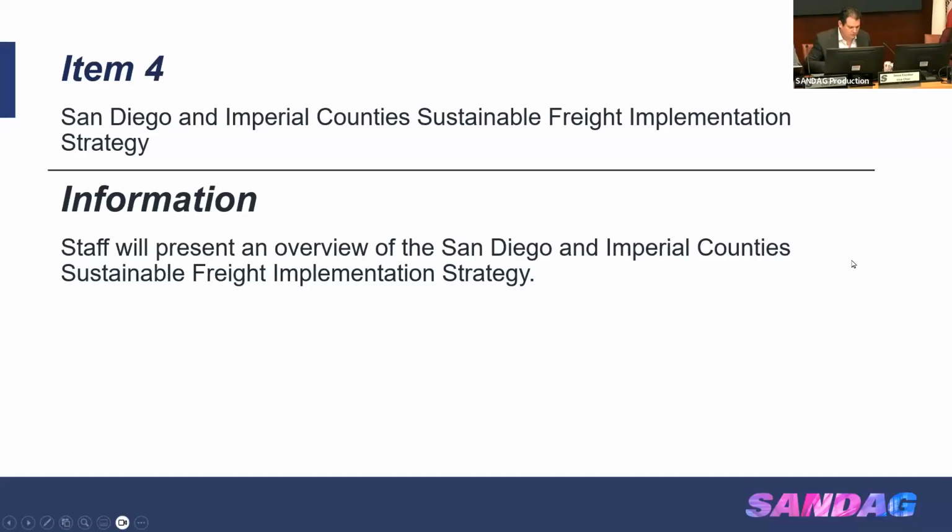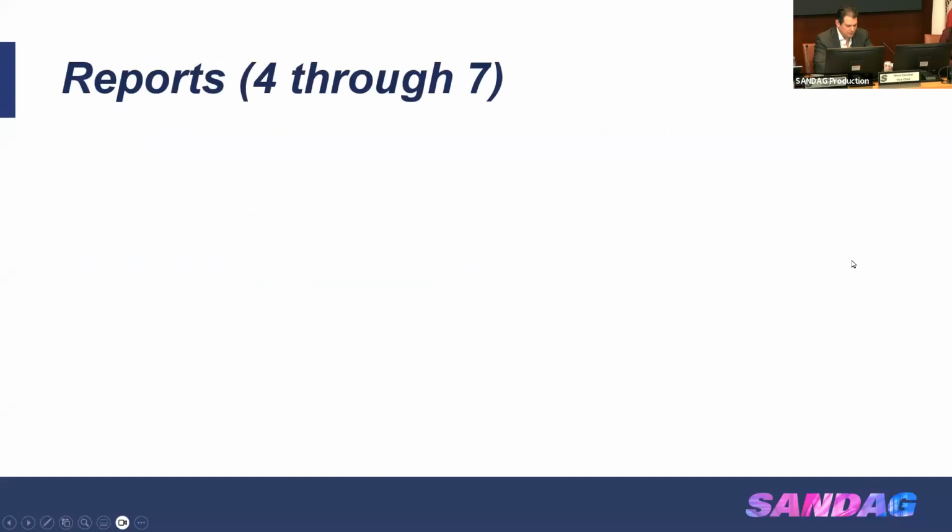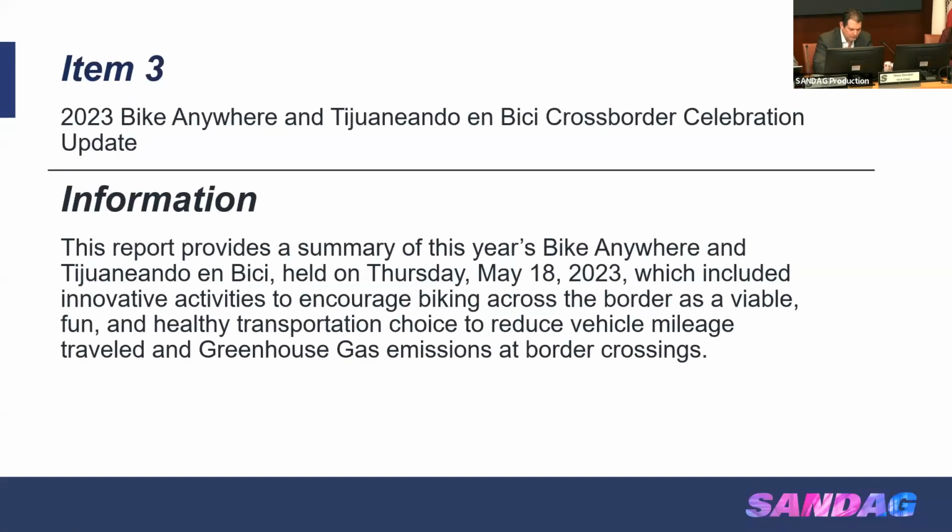Under consent, there was one item that was not included, which is item 3, Bike Anywhere and Tijuaneando in BC Cross-Border Celebration Update, which should have been under consent. So I will recircle back under consent items 2 and 3. Vice Chair, could we get a motion to reconsider that item?